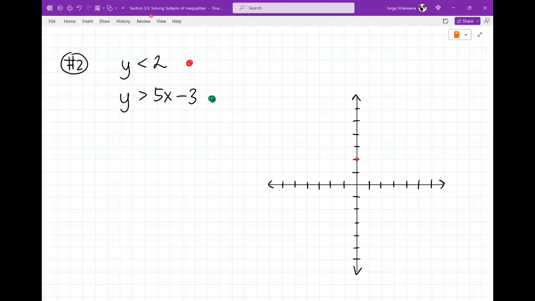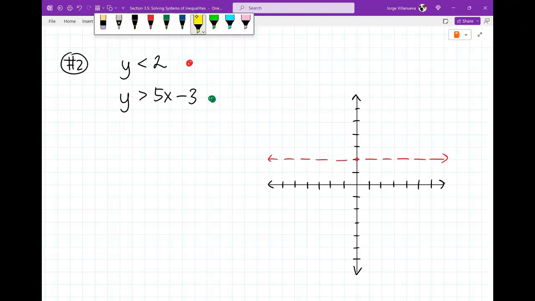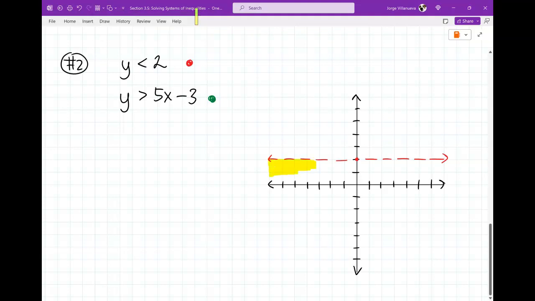It says less than. So that means my line is going to be a dash. And then I'm going to color it in. Well, since it says less than, it's going to be below. Okay, so here we go. I'm coloring it below.